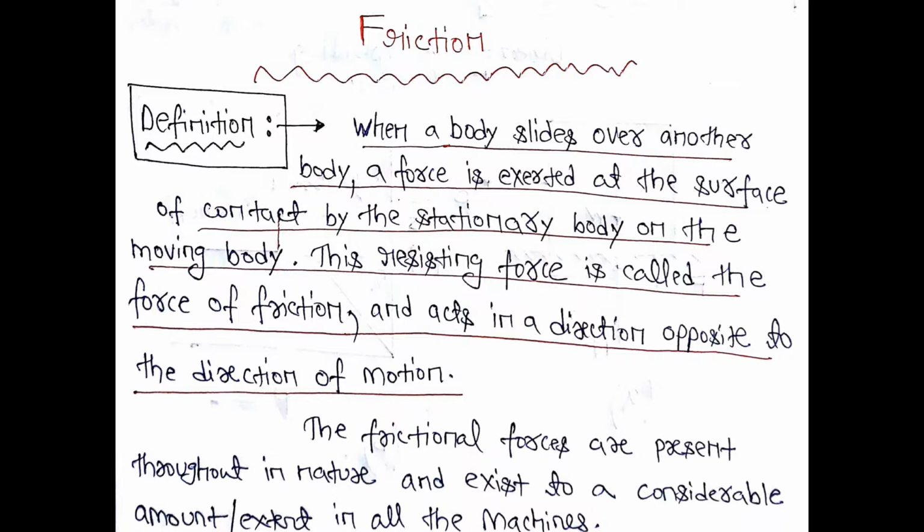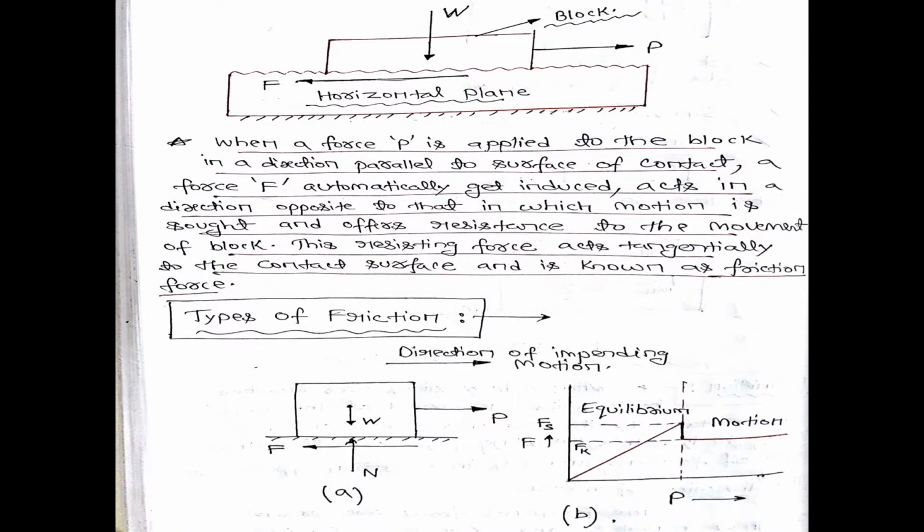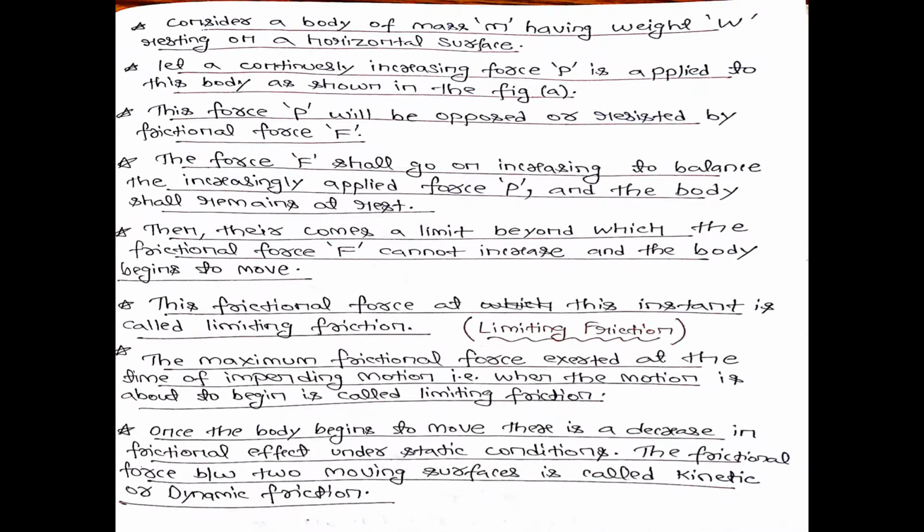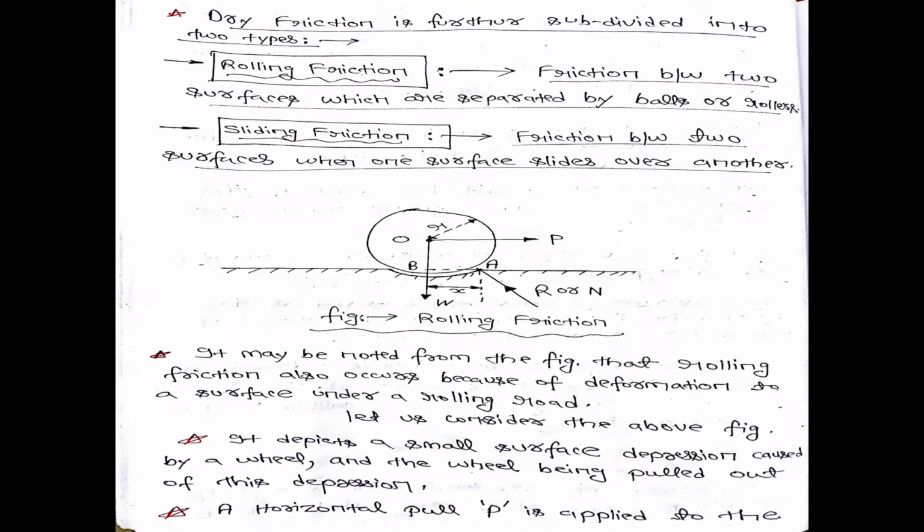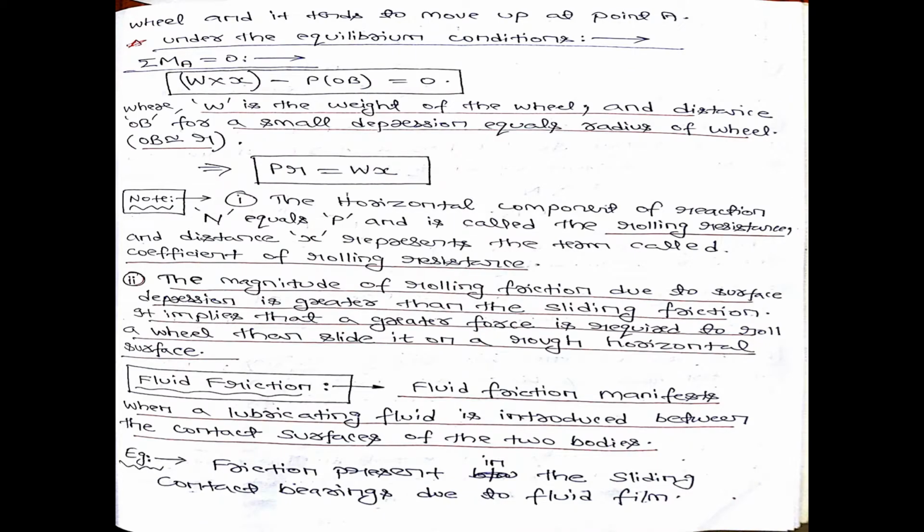I discussed what friction is and how friction works in any body, with the help of examples. Then I discussed different types of friction: static friction, limiting friction, dynamic or kinetic friction, then sliding friction as well as rolling friction. One more type of friction was left to discuss in the last class, so I am discussing it in today's class, that is fluid friction.